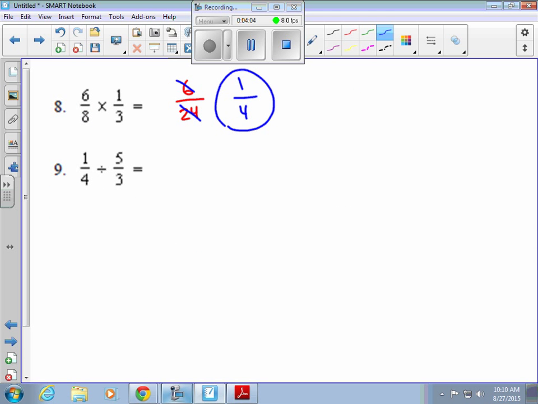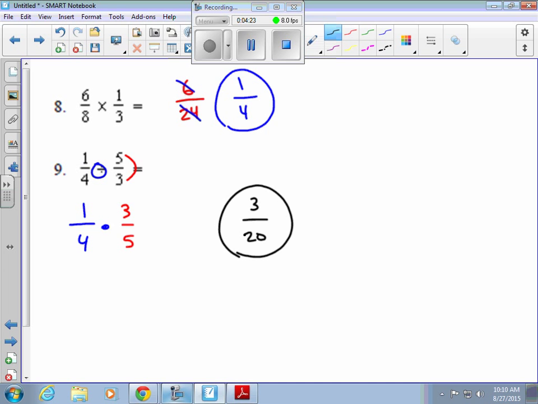1/4 divided by 5/3. Leave 1/4. Change division to multiplication and multiply by the reciprocal, 3/5. Straight across, 1 times 3 is 3. 4 times 5 is 20. There's no number that goes into both 3 and 20. 3 over 20.